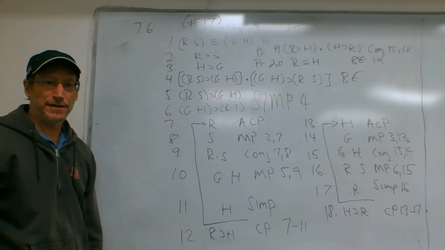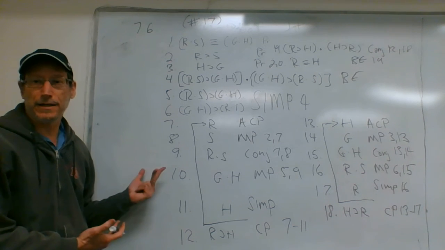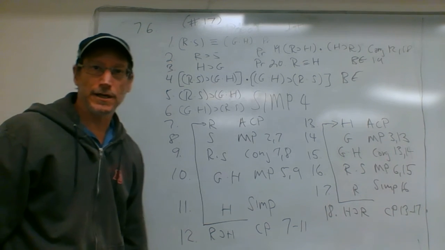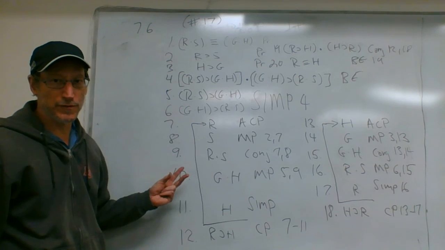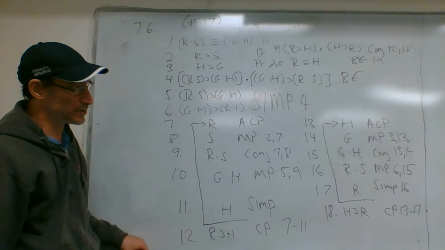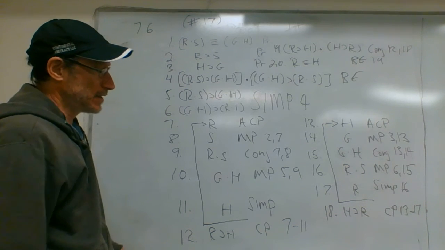So that, in the end, at least the way I did it, did not involve using indirect proof. It only involved using two conditional proofs separately and then combining the results to get the conclusion.